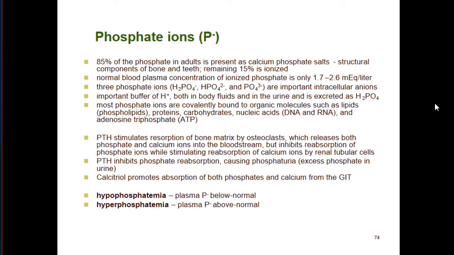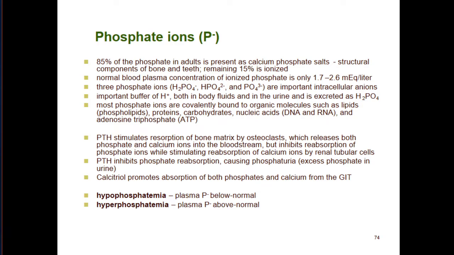And another ion which is coupled to calcium, that's phosphate. You have the normal concentrations, and it's important for buffering capacity in blood and in urine. Most phosphate ions are bound to organic molecules such as lipids. You have phospholipids, then you have proteins, and also the substance known as ATP.